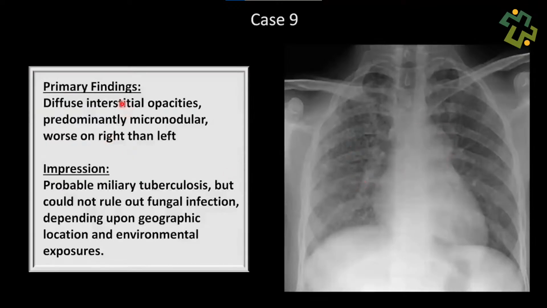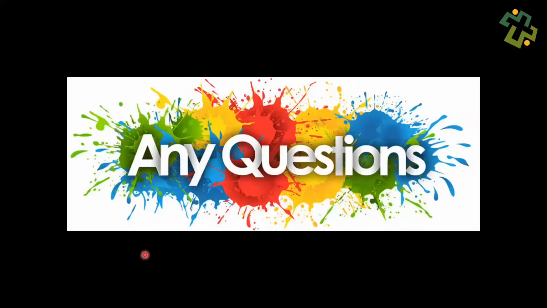And then we put everything together. So our primary findings on this, how would you report this X-ray? You'd say this diffuse interstitial opacity is predominantly micronodular, worse on the right than on the left, as you guys can appreciate. And our clinical impression is possible miliary TB, but you cannot rule out fungal infection, especially in those with lower CD4 counts, depending on where you're from and environmental exposure. So we're going to cover a whole lot of cases where we put the picture together with the clinical scenario and give you our impressions and thoughts about each case.